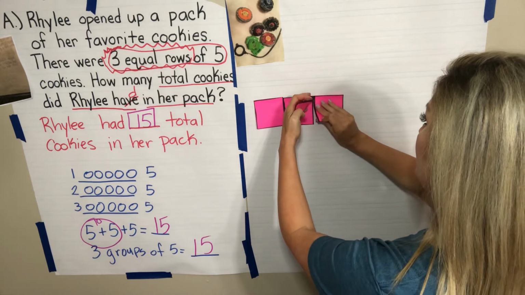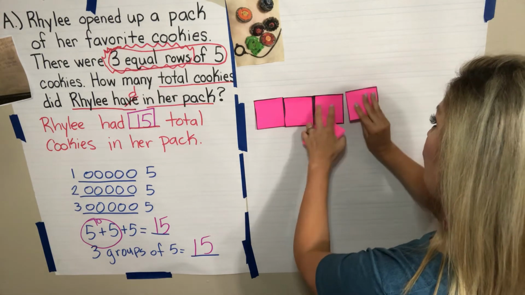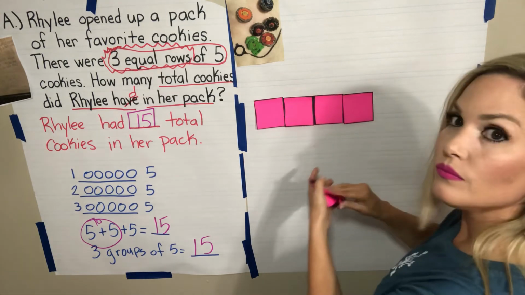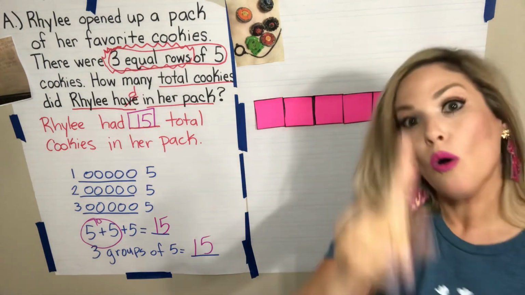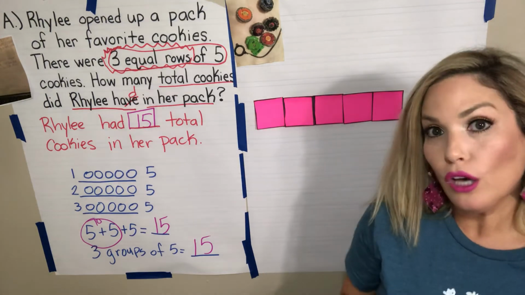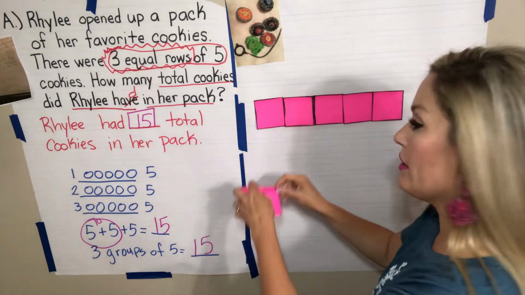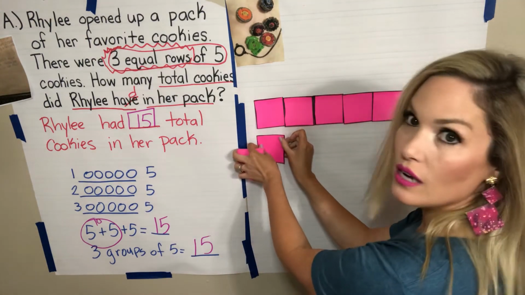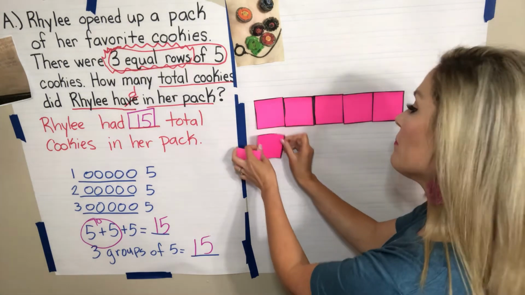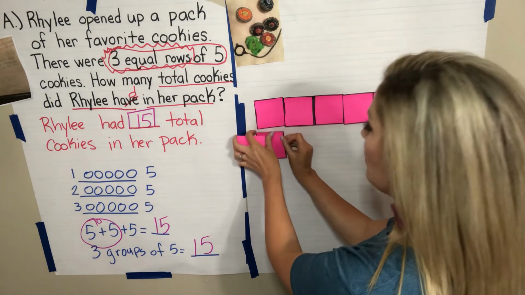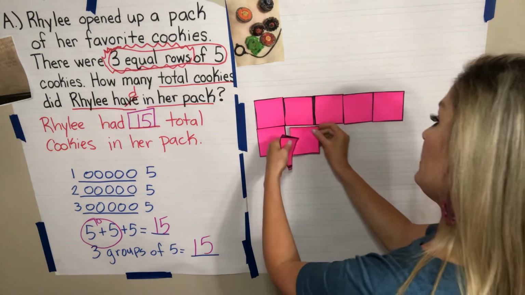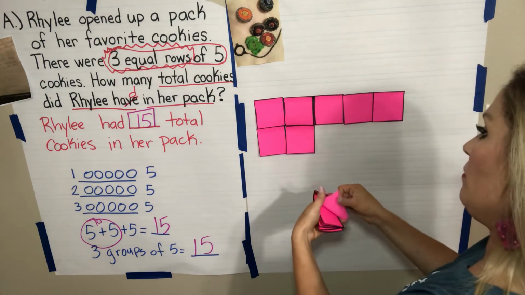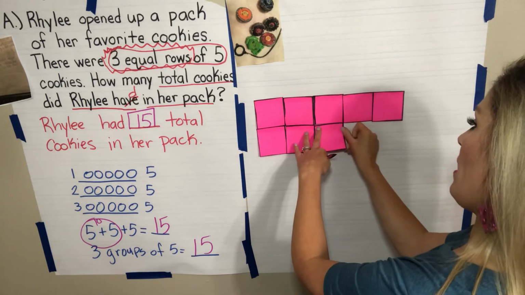3, 4, and 5. That's only one row of 5. To keep it going, you would again start here, no space, no gaps. Not like that. That's a space. Let me see if I can get it on there. Now start my second row of 5.